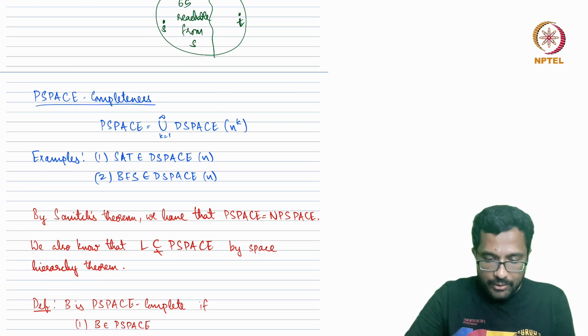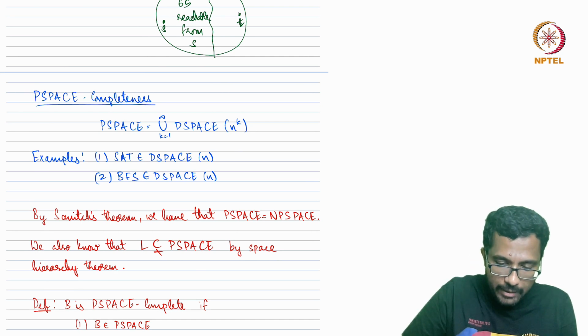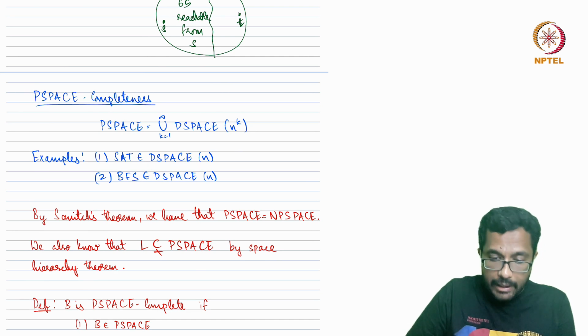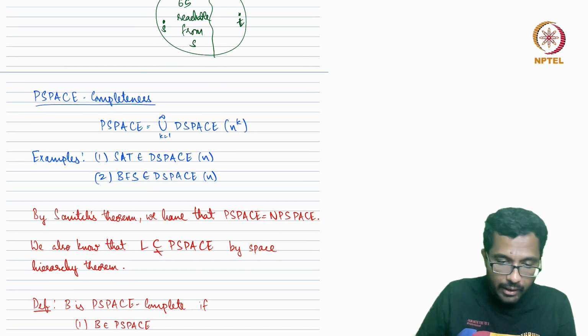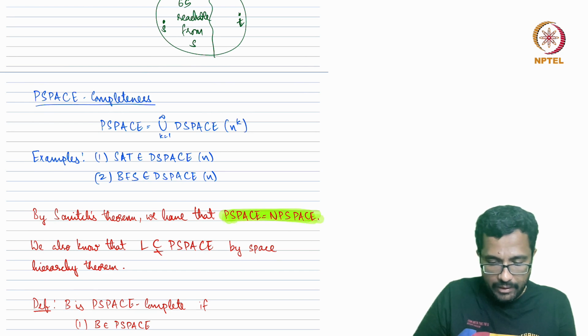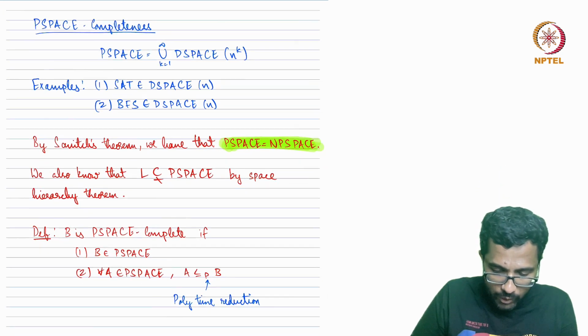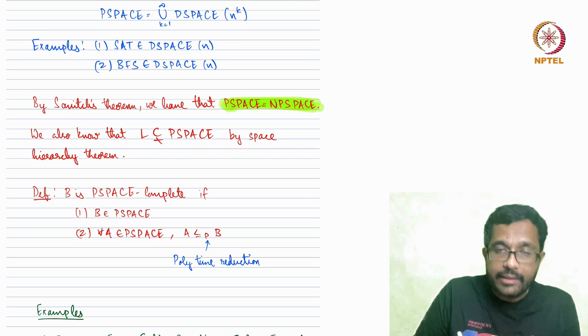So that is PSPACE. For example, SAT is in deterministic space n, breadth first search is in deterministic space n, the way we do it. And we also know, like I already mentioned, that PSPACE is equal to the non-deterministic polynomial space, right? And one small fact is that we know that L is contained in PSPACE.